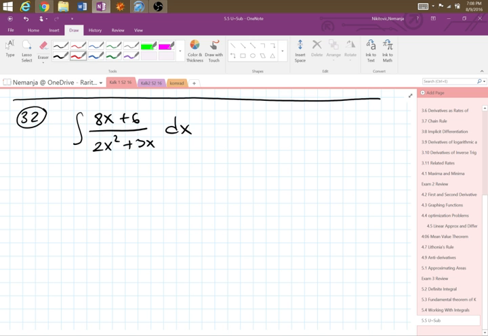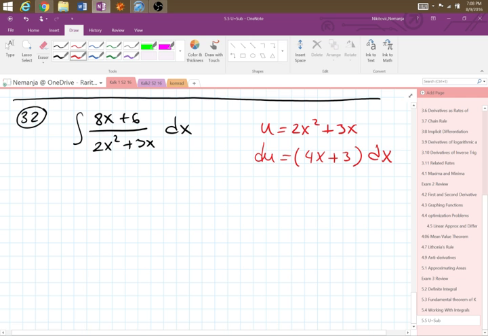All right, so 2x squared has a derivative of 4x, and then 3x has a derivative of 3, which means that it looks like u is equal to 2x squared plus 3x, and du is (4x plus 3) dx. Note my use of parentheses, because this dx is supposed to multiply both terms, not just 3. And now you can see that in the numerator, you can factor out 2 and get 4x plus 3, and you have your 2x squared plus 3x in the denominator.